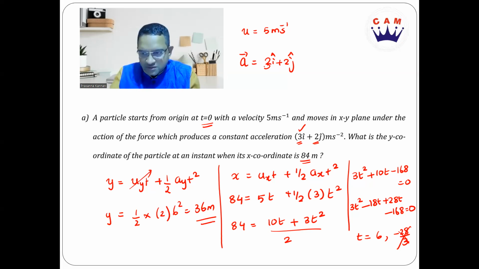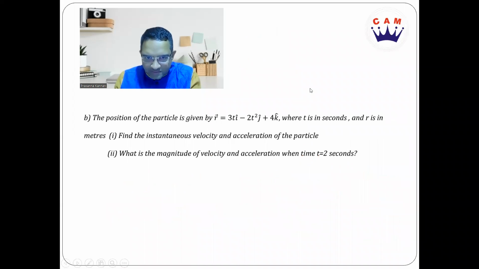Is it clear, students? So you're given the x value, you're given the ux, you're given ax. You just need to find y. Any doubts in this? No, sir. Okay, we'll move on, guys. Okay, last question in the paper. Of course, the first one carried 3 marks, and now this one would carry 2 marks.